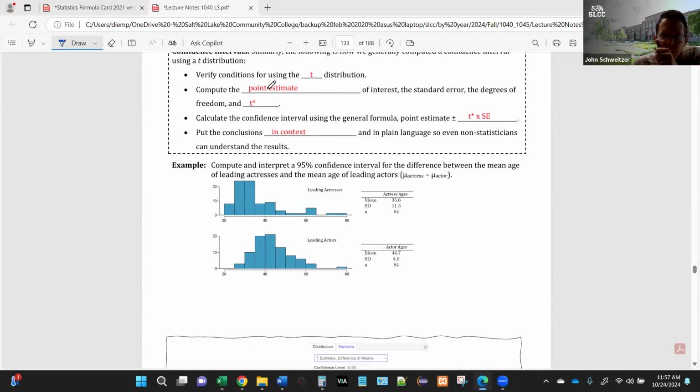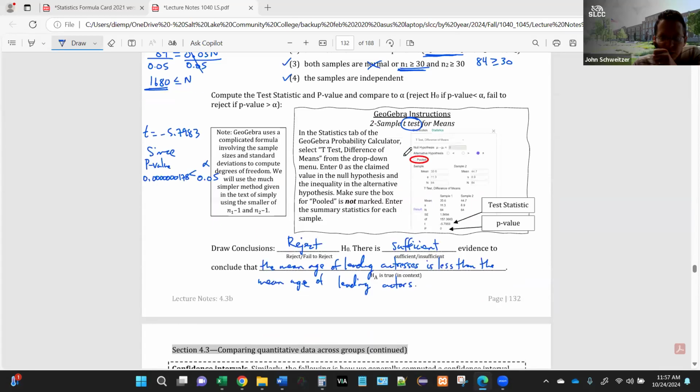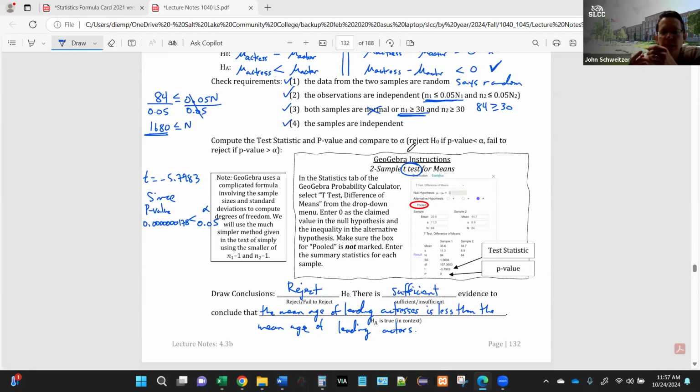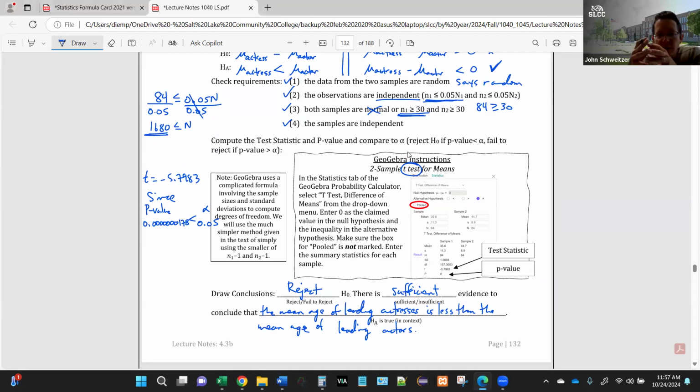Yes, Armand is saying, can you repeat how you conclude that the fourth criteria is met? So there are two kinds of independence. The first kind of independence is considering each sample by itself. You have the sample of leading actors, and we have to make sure that within that sample they're independent of each other. Okay.